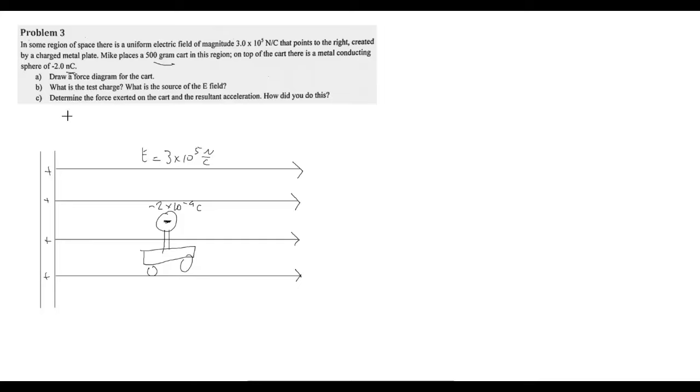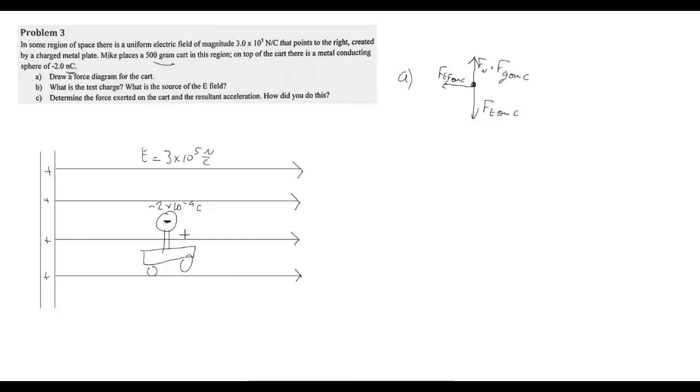All right, and so draw a force diagram for the cart. If our cart is the system, then our force diagram is simply going to be the upward normal force, otherwise known as the force of the ground on the cart. We've got our downward force, which is equal to the upward force, despite what that arrow looks like, of the earth on the cart. And to the left here, we have the force of the E field on the cart.